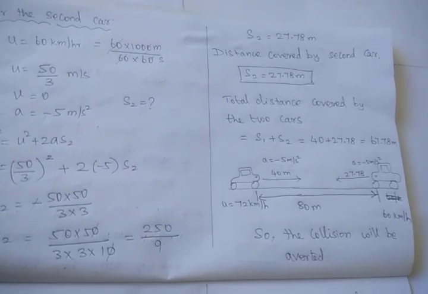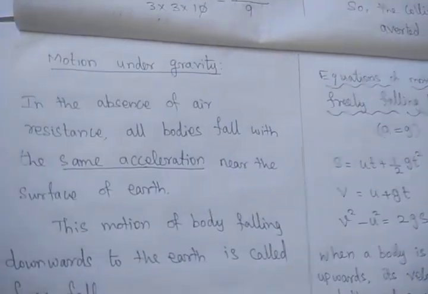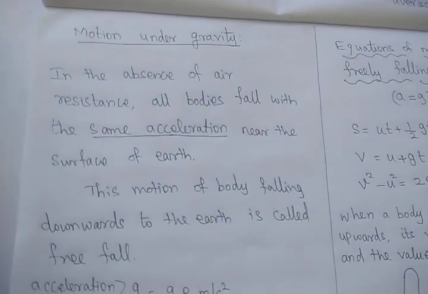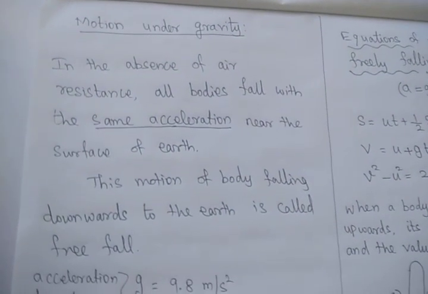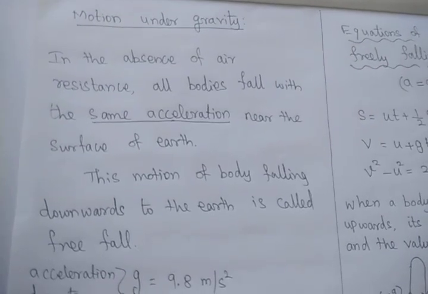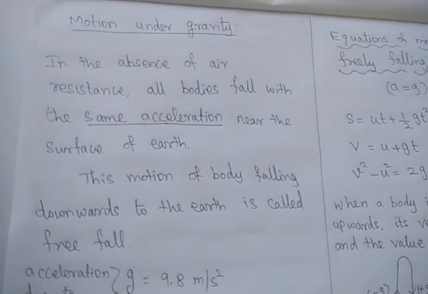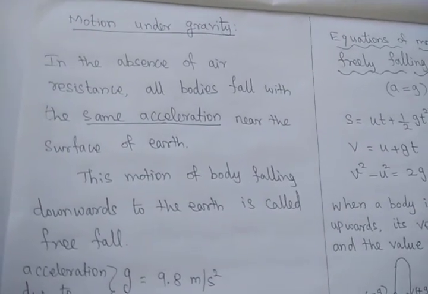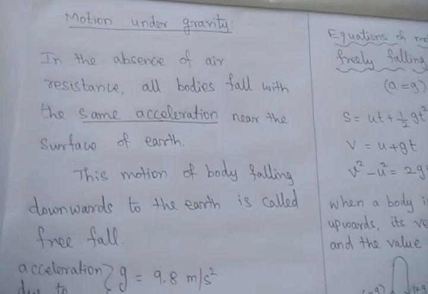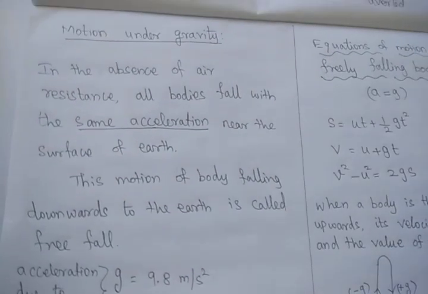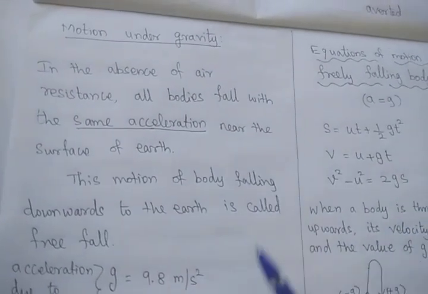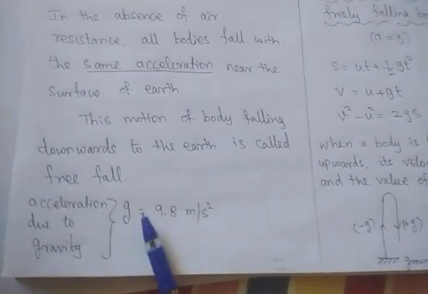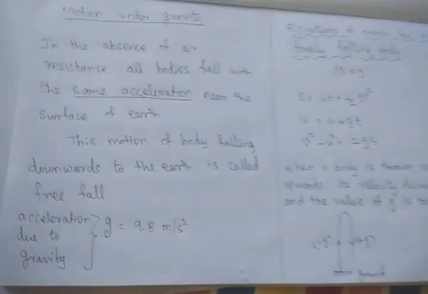Now, it is motion under gravity. Motion under gravity means that in the absence of air, the air resistance is absent. That means there is no air present, so all bodies fall with the same acceleration, because the earth pulls in the downward direction with the acceleration due to gravity, value g equal to 9.8 meter per second square.